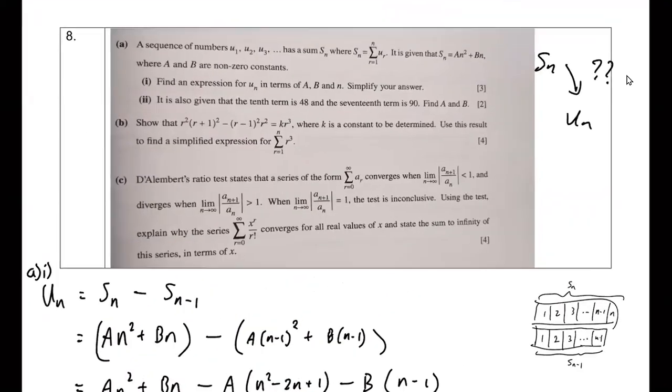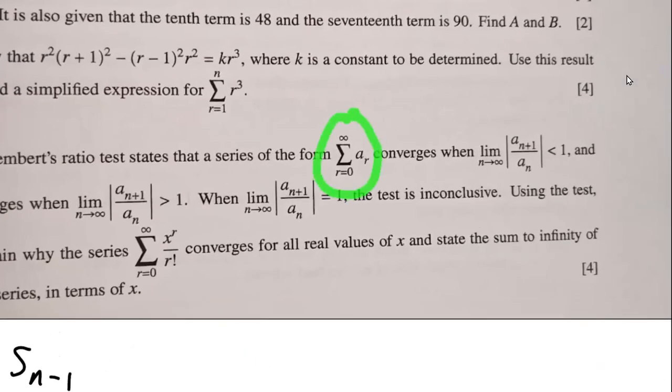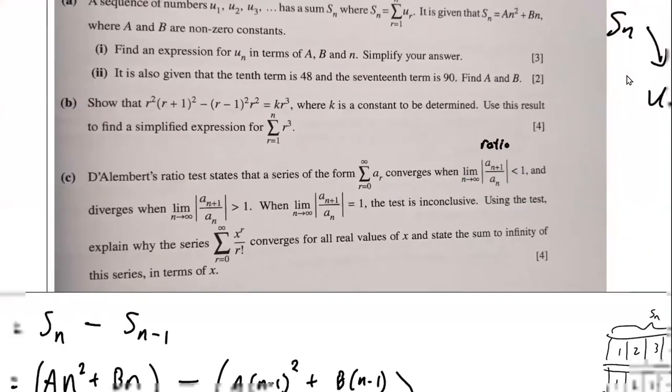Part C. There's a certain ratio test. This is a famous mathematician who lived a long time ago, the d'Alembert ratio test. It states that a series of the form summation of a_r, where r goes from 0 to infinity, converges when the limit of the a_(n+1) term divided by a_n, which is really just a ratio. If you divide things, you're finding the ratio. And you take the modulus, so you make sure it's positive, and you take the limit as n goes to infinity, and this limit is less than 1, and diverges when, okay, let me try again.